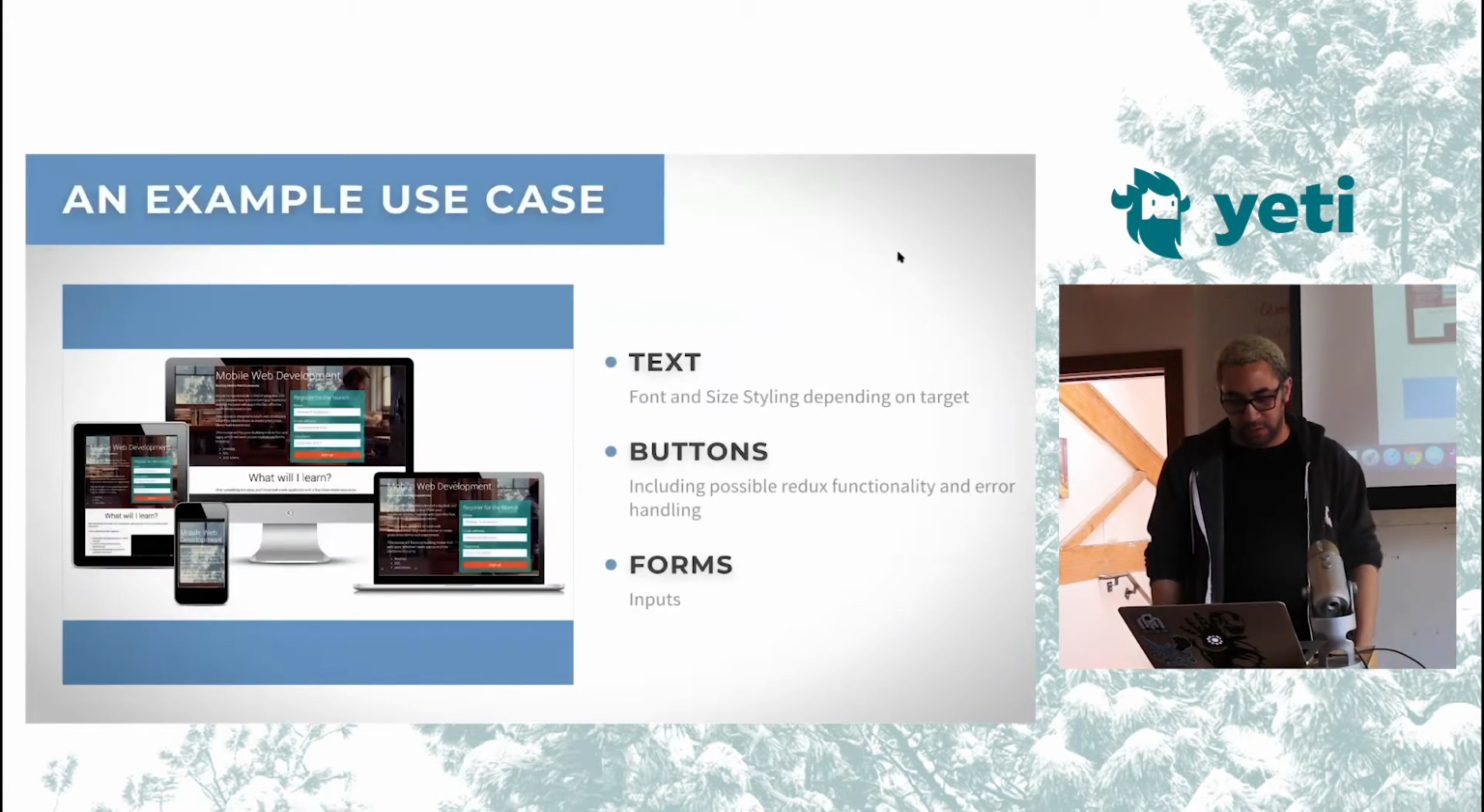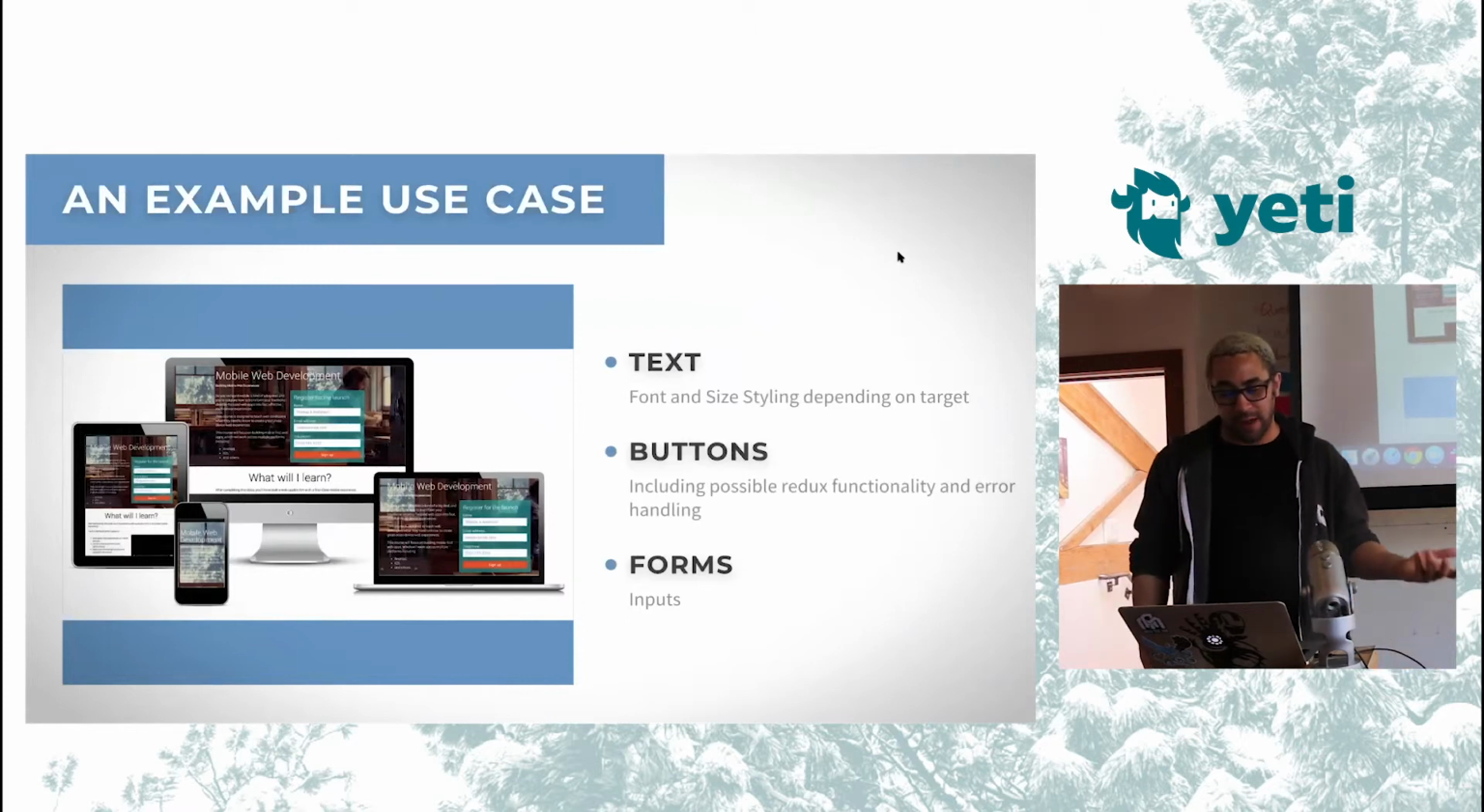So an example use case of this is, you see here that there's a computer, a laptop, iPad, and a phone, and some of these components are very reusable and almost identical. The text, an example for that would be like font and size styling depending on target. Clearly you don't want your text to look the same for the header on a website as you do for a phone, but you still have a component that takes in a string and displays text based on where the target is. Another one is buttons, which includes possible Redux functionality and error handling.